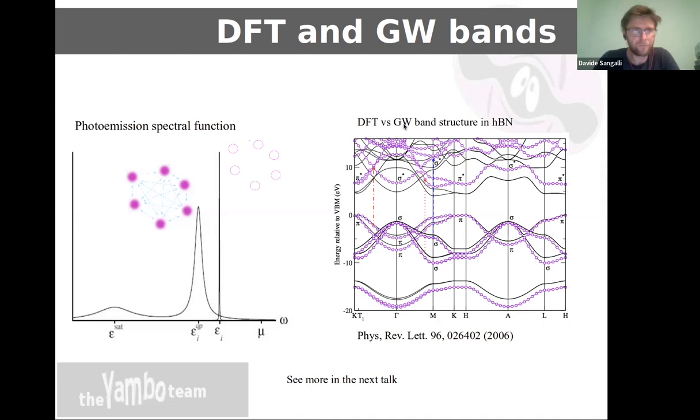Let me remark that each of these points can be represented as a Green function with a peak. And within DFT, you just have a very sharp peak, which corresponds to the Kohn-Sham energy. In the many-body language, you get a shift, which is the same shift you see here. Plus, you also see a broadening of the peak and eventually some satellites. And these two effects come from the fact that the self-energy, again, is frequency dependent.